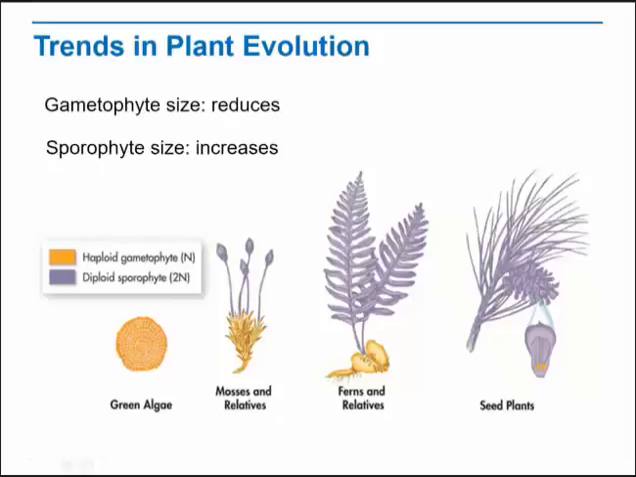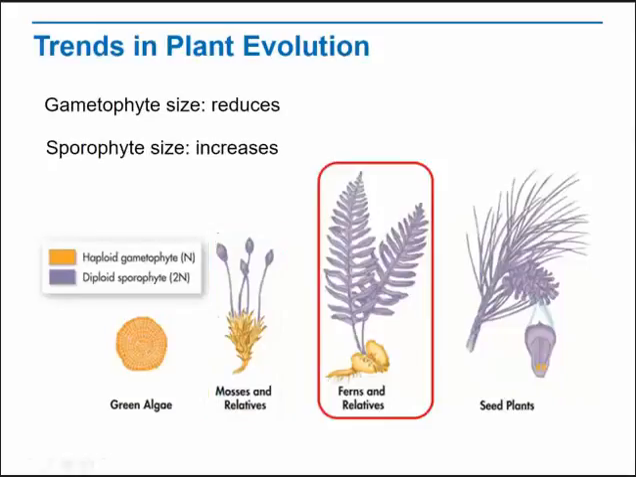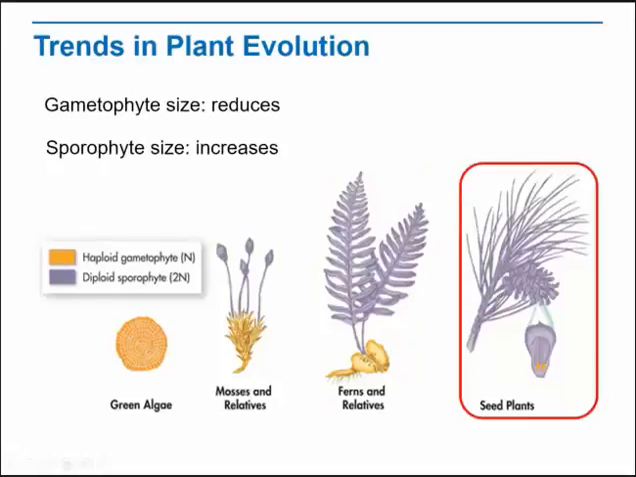This illustration shows an important trend in plant evolution: the decreasing size of the gametophyte and the increasing size of the sporophyte. Although many green algae do have a diploid sporophyte phase, some do not. Their only multicellular bodies are gametophytes. Mosses and their relatives consist of a relatively large gametophyte and a smaller sporophyte. Ferns and their relatives have a small gametophyte and a larger sporophyte. Seed plants have an even smaller gametophyte than ferns, which is contained within sporophyte tissues.